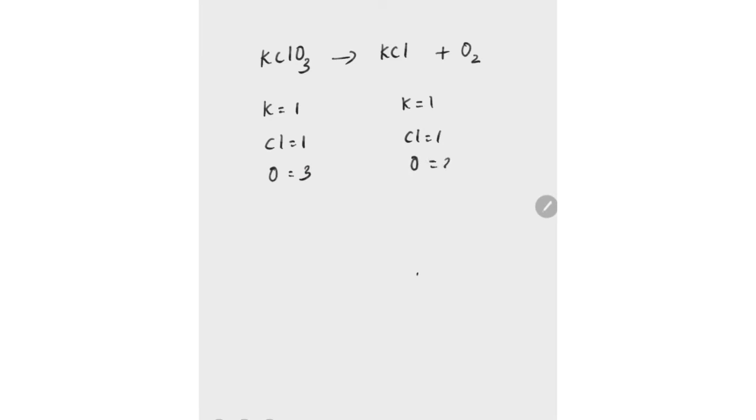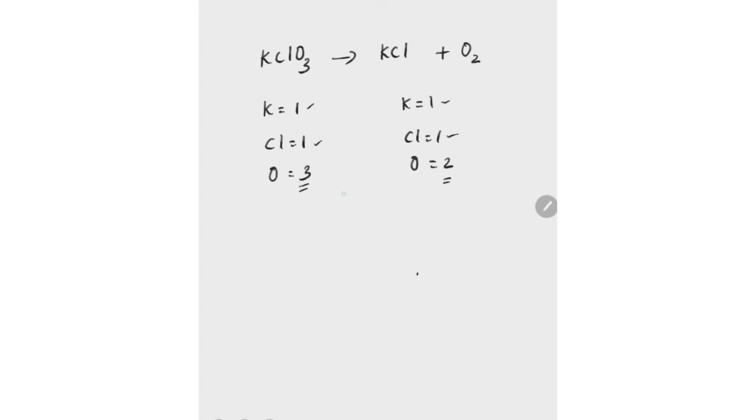I will show you another example. KClO3 gives KCl plus O2. In this case, K is 1, reactant side. Product side also K is 1. Reactant side Cl is 1. Product side also 1. Oxygen is 3 oxygen. Product side only 2 oxygen. So in this case, potassium is balanced, chlorine is balanced, but oxygen is not balanced. Here you have more number 3, here you have only 2.